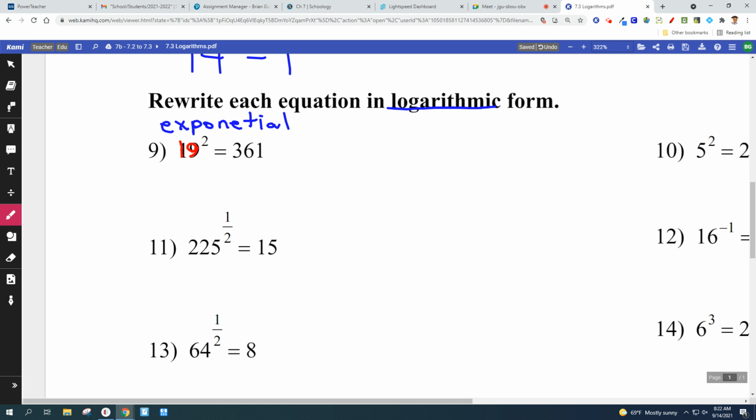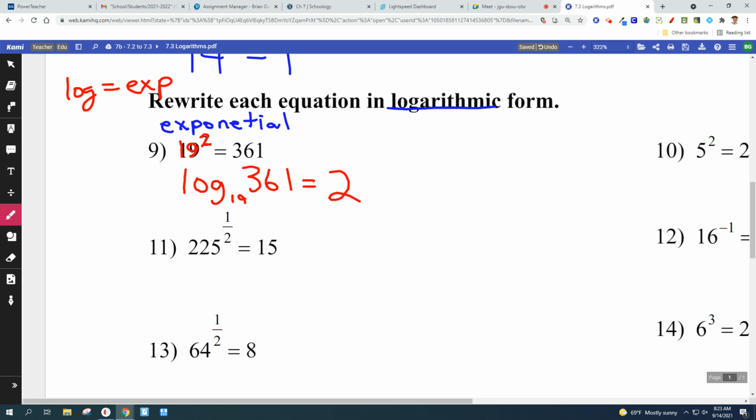I know this answer is going to say log base 19. So write it as a subscript. Subscript means it's small and it's a little bit lower. And I know since I've memorized that a logarithm equals an exponent, that means that this exponent 2 is what the log is equal to. Log base 19 of 361 equals 2.